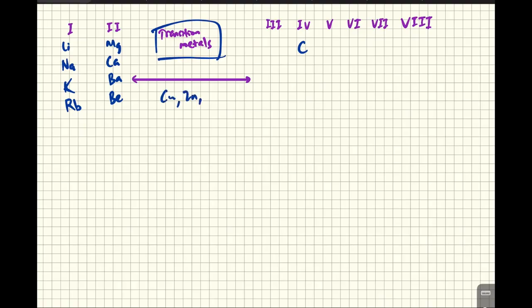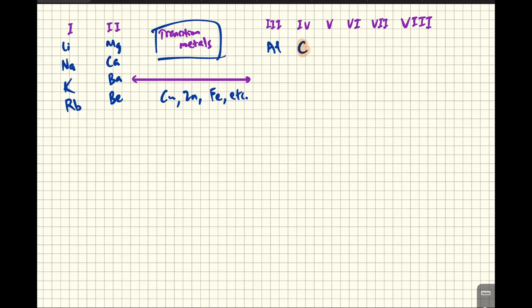Then we skip past all the transition metals, which include metals like copper and iron, and many more. Zinc is not a transition metal. You have group 3 metals also, so this includes metals like aluminium. And then in group 4, that's where your most important element comes in, carbon.